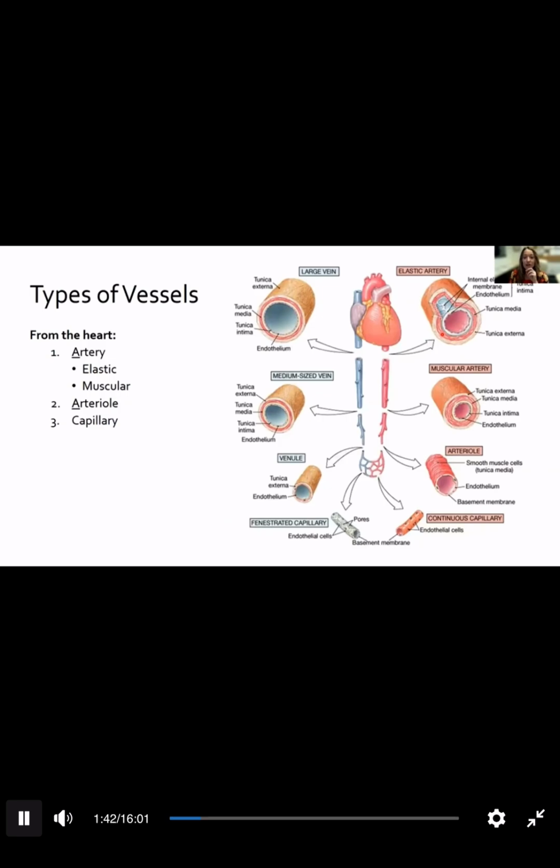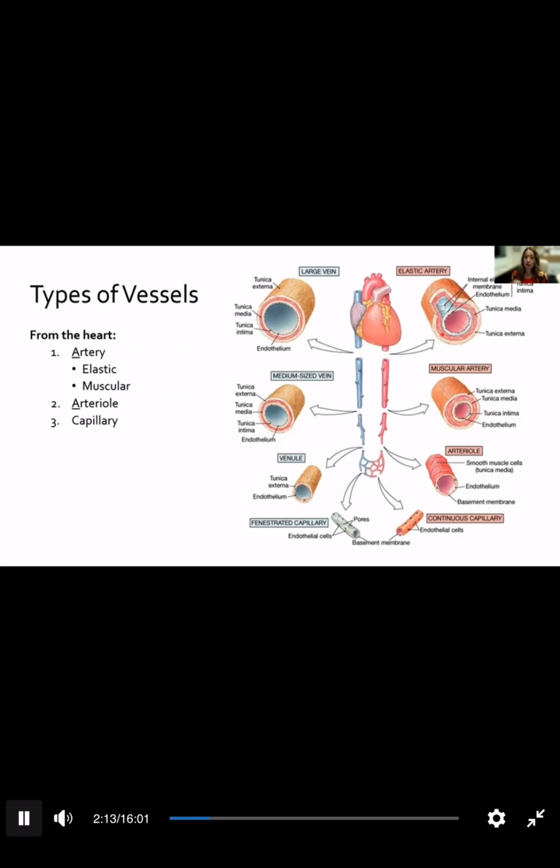When we break down the vasculature, it's actually broken down into tons of different tiny components. The biggest things that you need to take note of is the fact that there are vessels that are coming from the heart and there are vessels that are going towards the heart. Vessels that are coming from the heart are first the arteries. These are the largest vessels. I told you already that the aorta is the largest artery in the body.